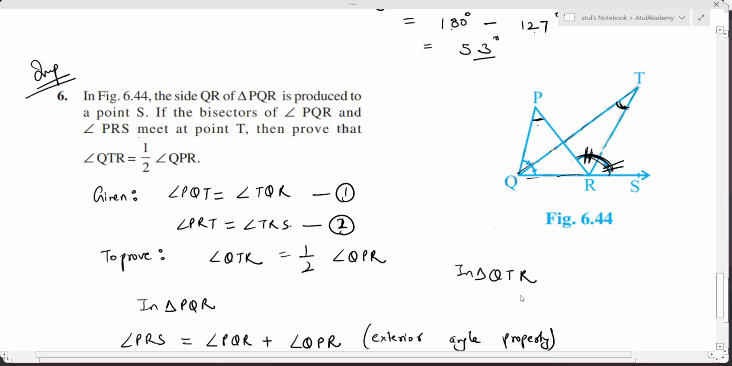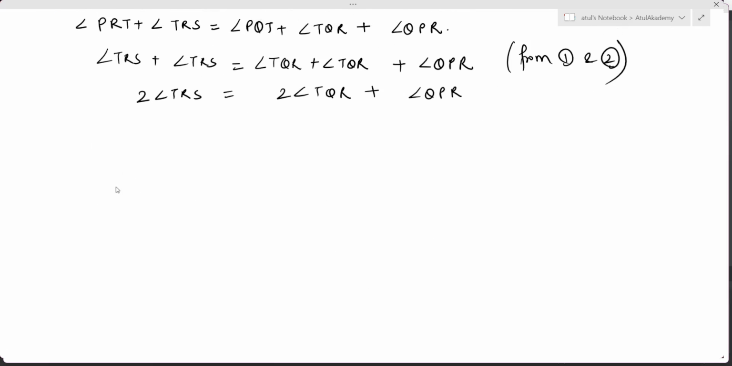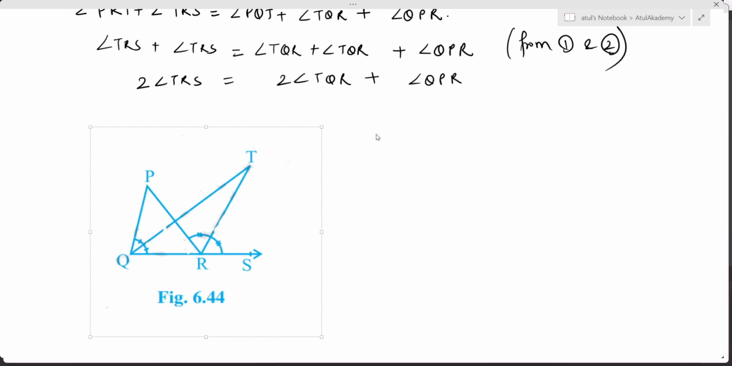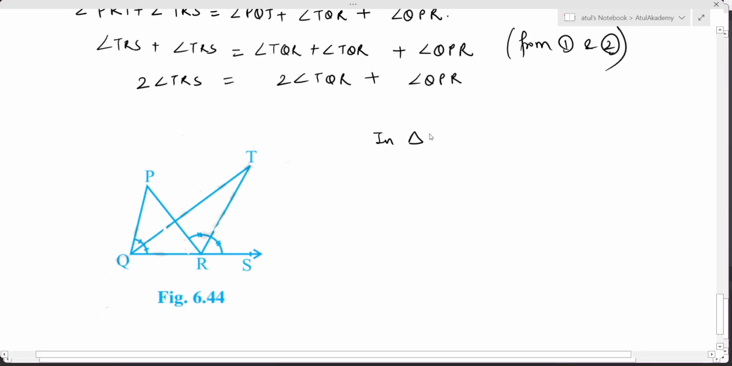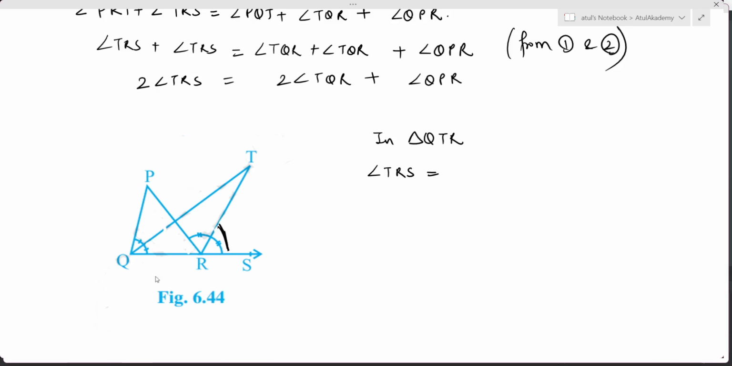Here also, let's do one thing. I'll take the figure down and solve it. The next part solving here. Okay, so that it's clear. So I'm doing in triangle QTR. What do I have in triangle QTR? I have angle TRS. This angle. Can I say is equals to this angle and this angle? Yes. Again, the exterior angle property.